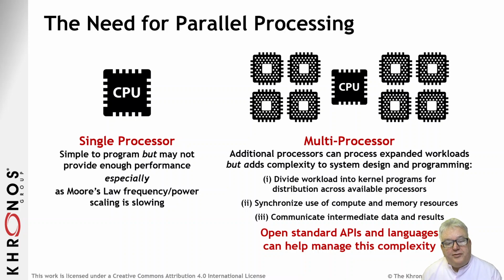Programming such parallel processing systems is significantly more complex than programming a single processor. Work has to be divided and distributed across available processors. Multiple processors have to synchronize and communicate their results. Proven and widely deployed parallel processing open standards that have been designed with the collective expertise of multiple companies over many years can greatly simplify the design and programming of these complex parallel systems.